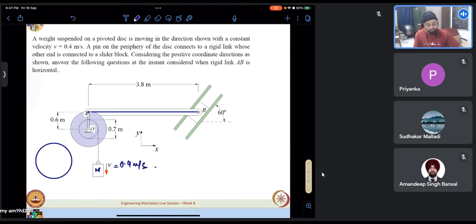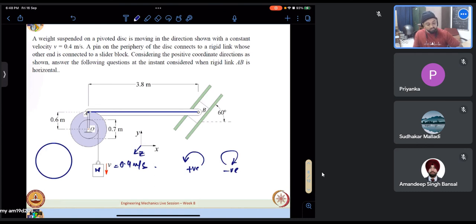Considering the positive coordinate directions as shown. So this is the positive coordinate direction shown, X, Y. So why is this given? So that we know that Z is pointing out of the plane of the paper. If this be the case, then our anti-clockwise rotations would be positive. So these will be positive and these will be negative, because its axis, if you see from the right hand rule, aligns with the positive Z axis. That is why this has been given.